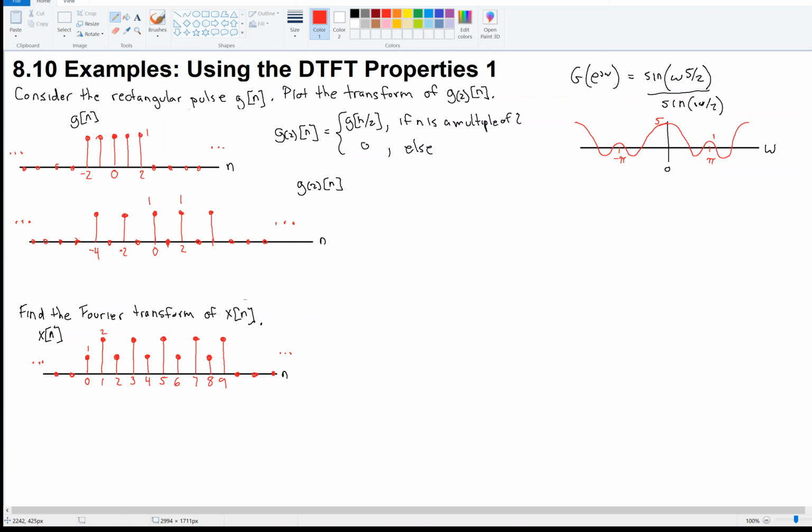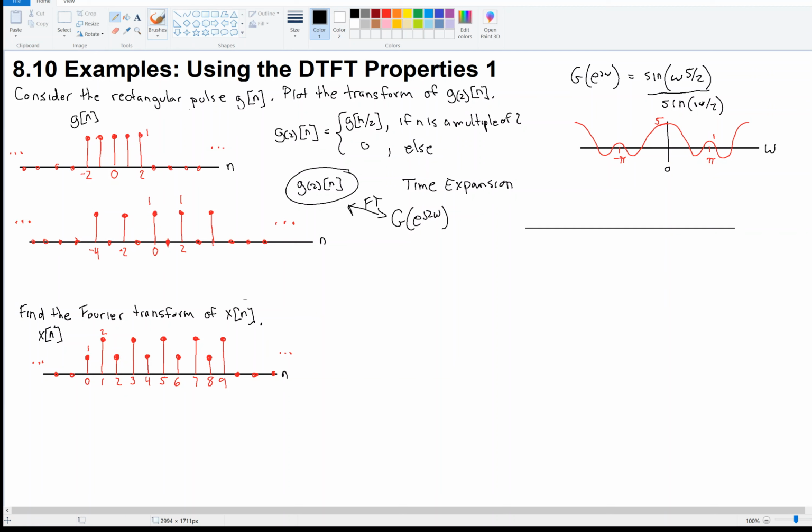It has to be. So this is the Fourier transform of g of n, but that's not what we're asked to find. We're asked to find the Fourier transform of g2 of n, the time expanded. So from the time expansion property, we know that the Fourier transform of this thing here is G of e to the j2 omega. So we expanded in time, we contract in frequency. So let's plot that to answer the question.